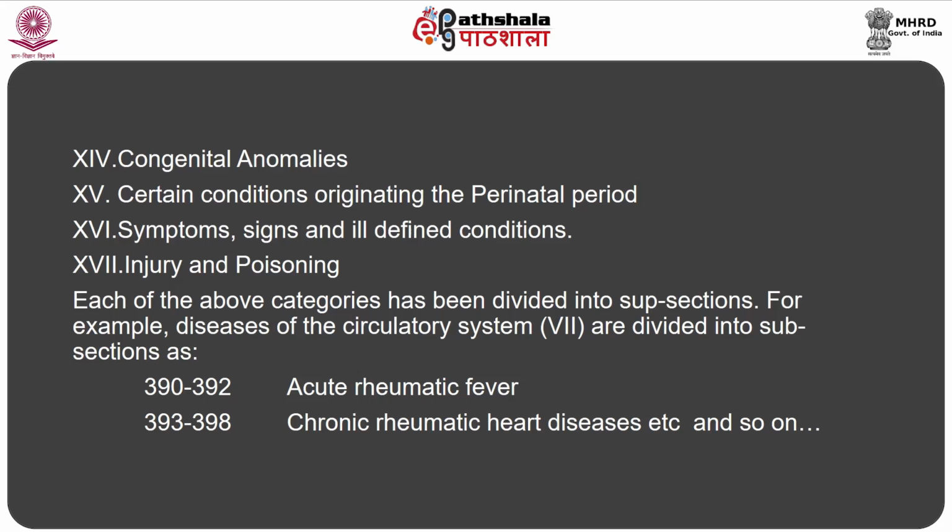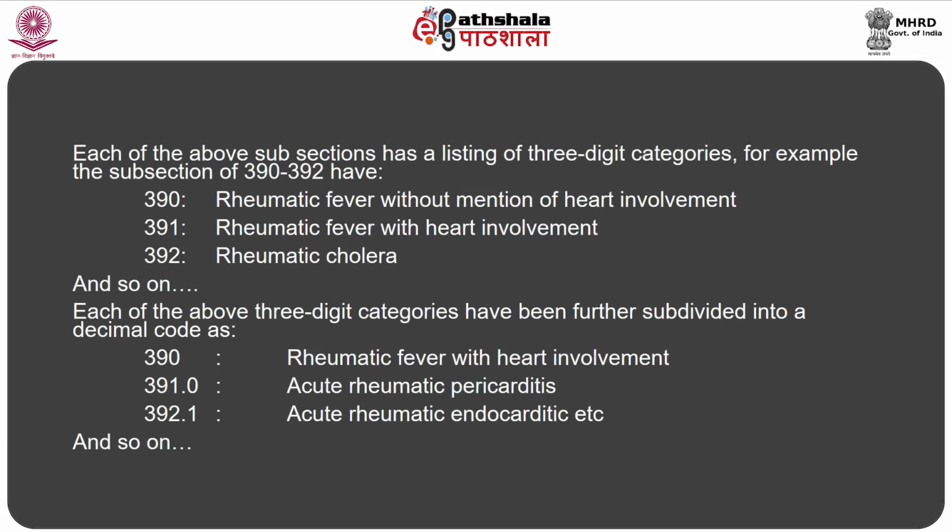For example, diseases of the circulatory system are divided into subsections: 390 to 392, acute rheumatic fever, 393-398, chronic rheumatic heart disease, and so on. Each of the above subsections has a listing of 3-digit disease categories. For example, the subsection of 390-392 has 390 rheumatic fever without mention of heart involvement, 391 rheumatic fever with heart involvement, 392 rheumatic chorea and so on.